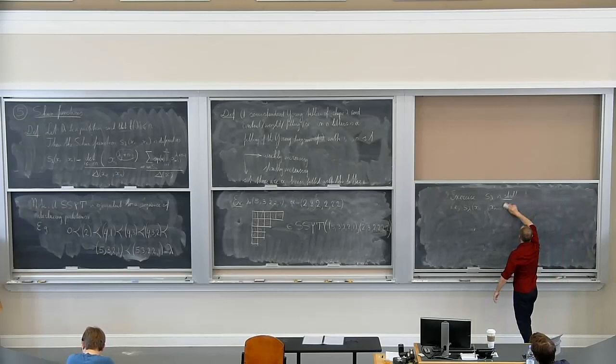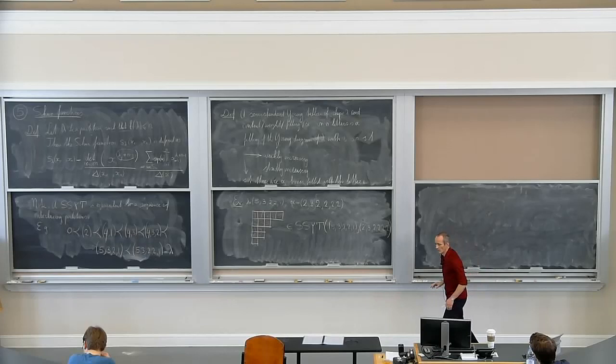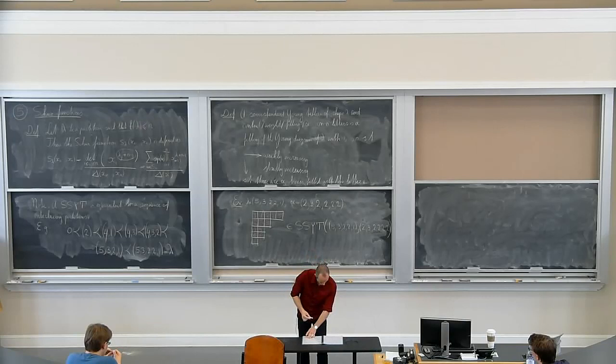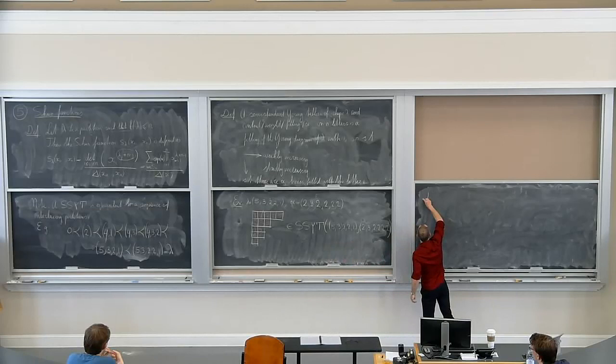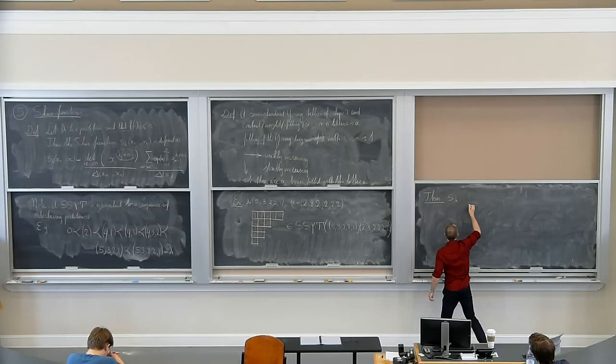So if you don't like semi-standard Young tableau, you can just work in terms of sequences of interlacing partitions. Okay? All right. So let's now give the theorem, Schur, and let, okay.